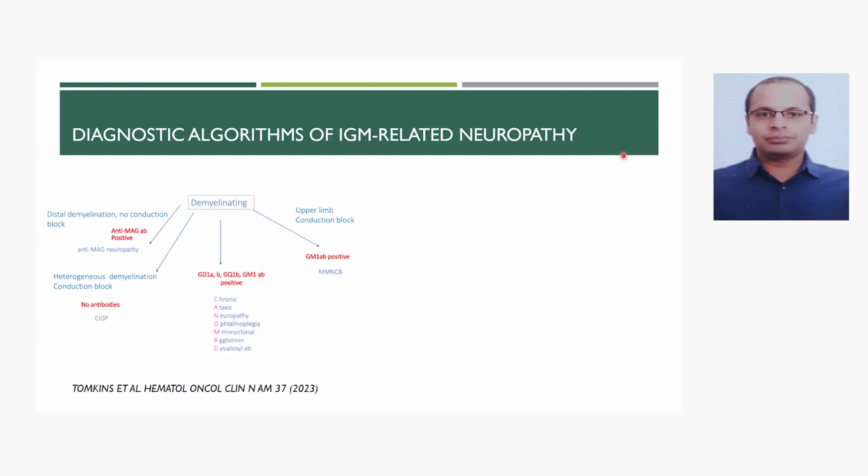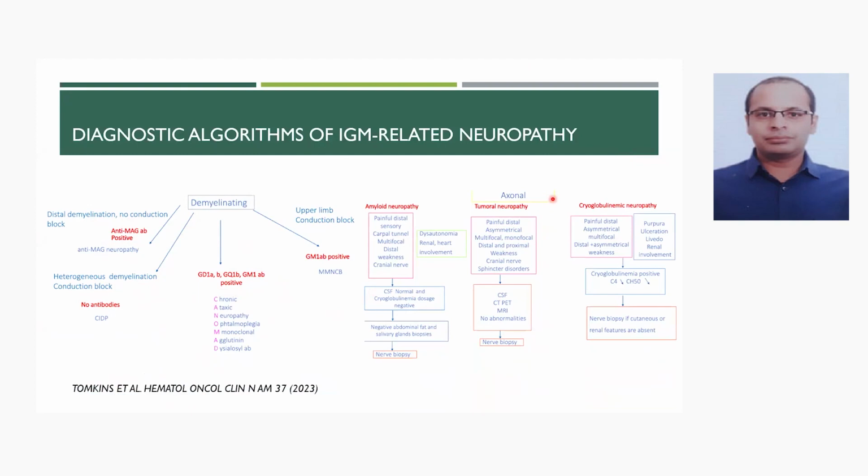If it's an IgM kind of neuropathy, for demyelinating type, you do the anti-MAG antibody. If they are positive, the diagnosis is distal demyelination with no conduction block. No antibodies, CIDP. If this other antibody is positive, this interesting syndrome, CANOMAD, is diagnosed. For axonal kind of IgM neuropathy, three subtypes are there: amyloid neuropathy, tumoral neuropathy, or cryoglobulinemic neuropathy.